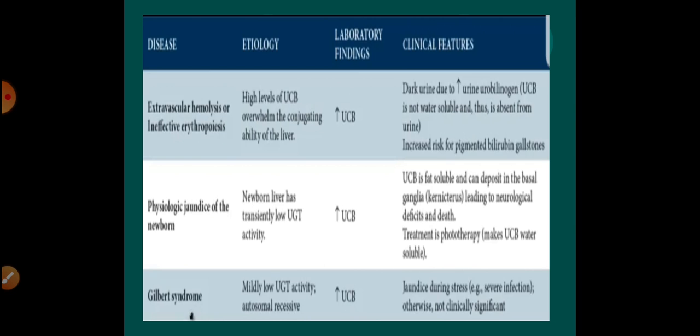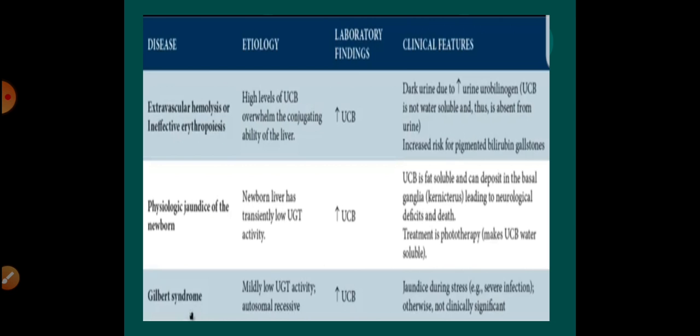Unconjugated bilirubin is not water soluble, it is fat soluble. Therefore, if the unconjugated bilirubin concentration is very high in the newborn, it gets deposited in the basal ganglia. Because the blood-brain barrier is also not well developed in the newborn child, this leads to neurological deficits and death.